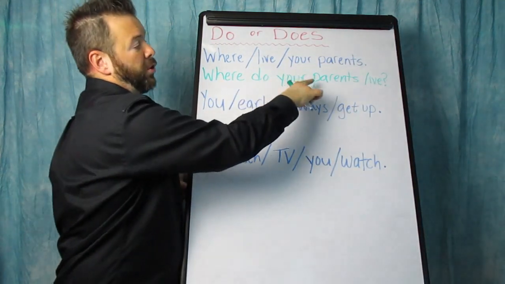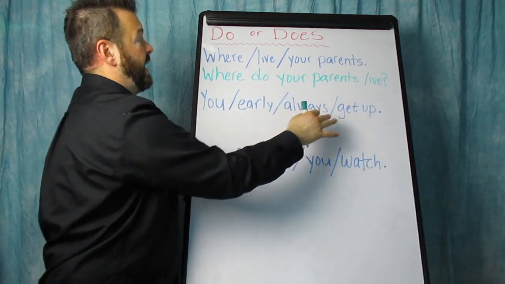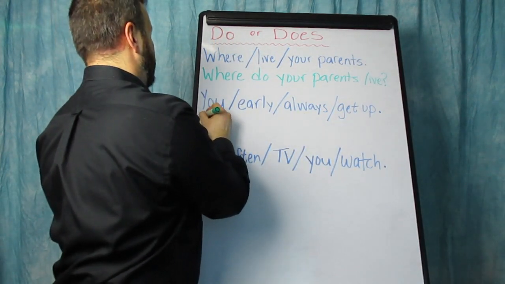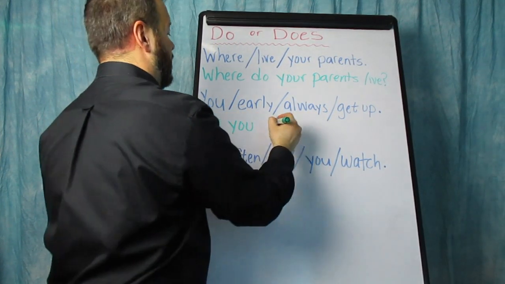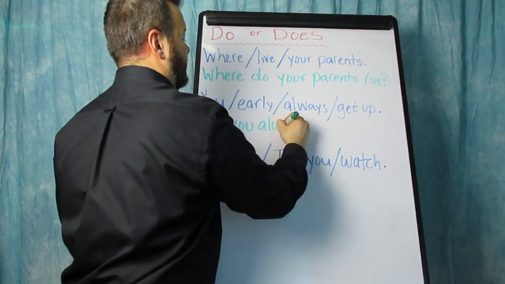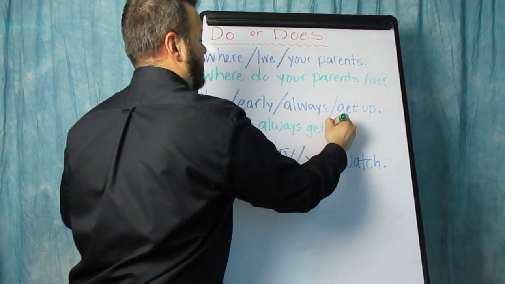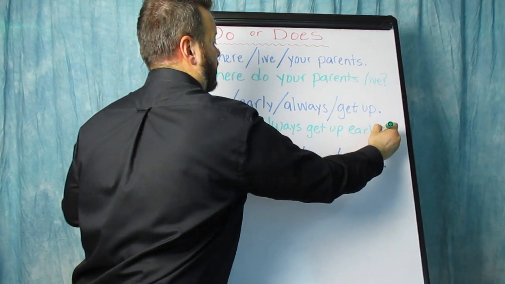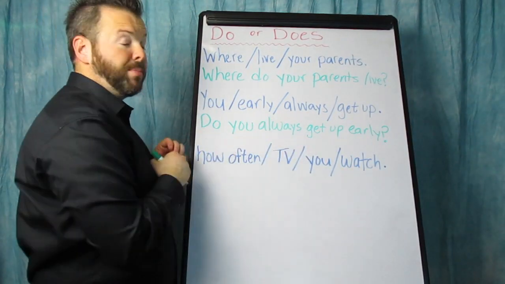Where do your parents live? So, you early always get up. Again, we're going to use do: Do you always get up early? Do you always get up early?